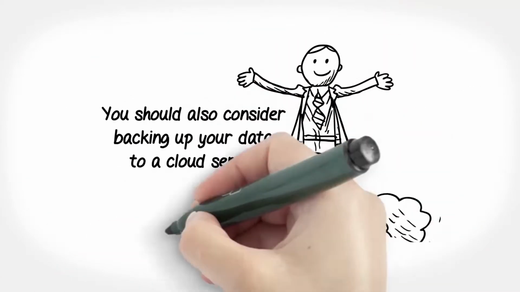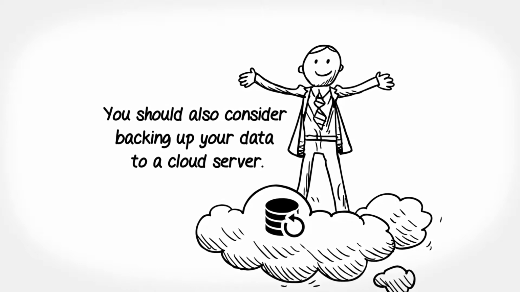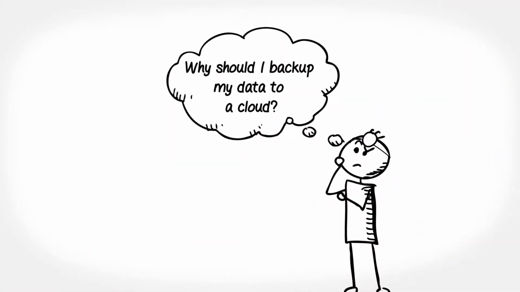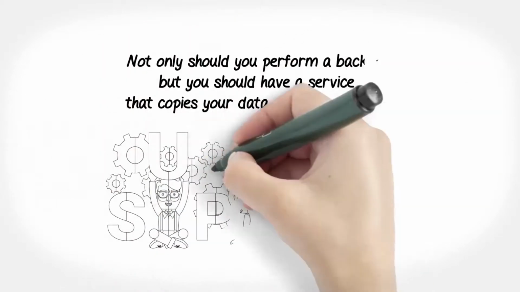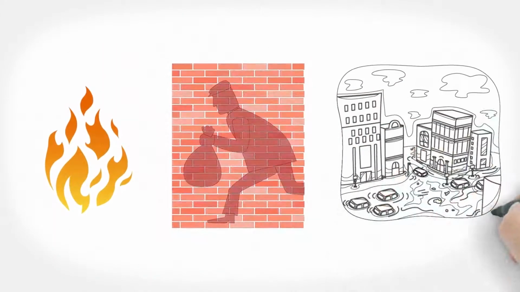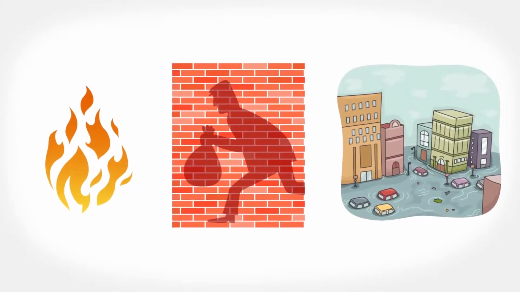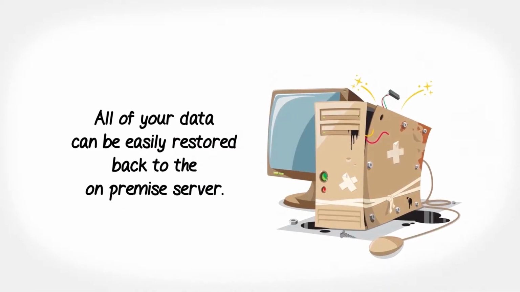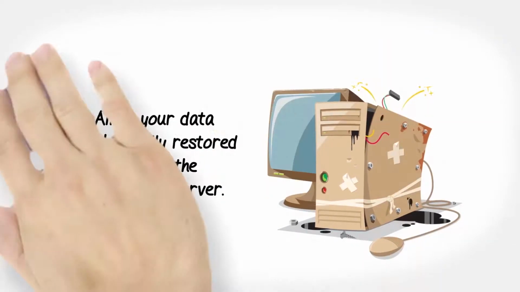You should also consider backing up your data to a cloud server. Why should I back up my data to a cloud? Not only should you perform a backup, but you should have a service that copies your data out of your office. Fire, theft, water damage, and other natural disasters are just a few items to consider that could damage your PHI. All of your data can be easily restored back to the premise server.